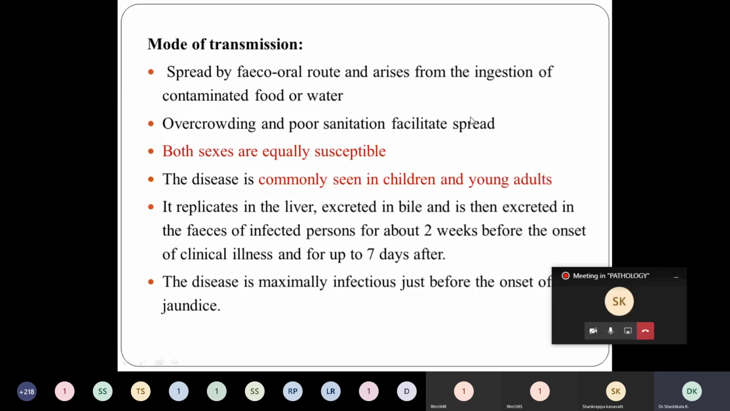Both sexes are equally susceptible, and the disease is commonly seen in children and young adults. It replicates in the liver, is excreted in the bile, and is then excreted in the feces of infected persons for about 2 weeks before the onset of the clinical illness and for up to 7 days. So the disease is maximally infectious just before the onset of jaundice.